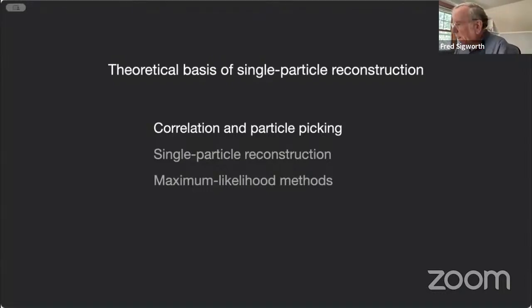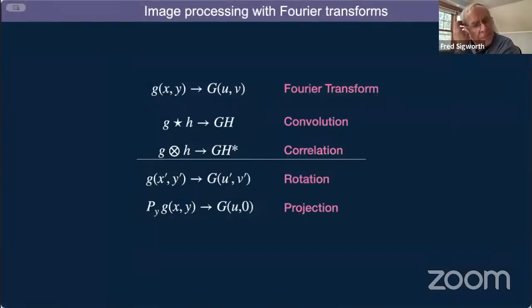Okay, so for the last act today, I'm going to talk about single particle reconstruction. Let me first talk about a simple topic, which is conventional correlation-based particle picking. So we're going to make use of these properties of Fourier transforms again. I already talked about convolution.